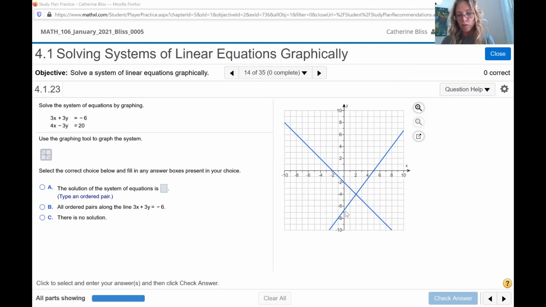So try not to plot in between the grid lines, because it's very difficult to get exactly the right spot. You do want to plot in MyMathLab with the integer values.